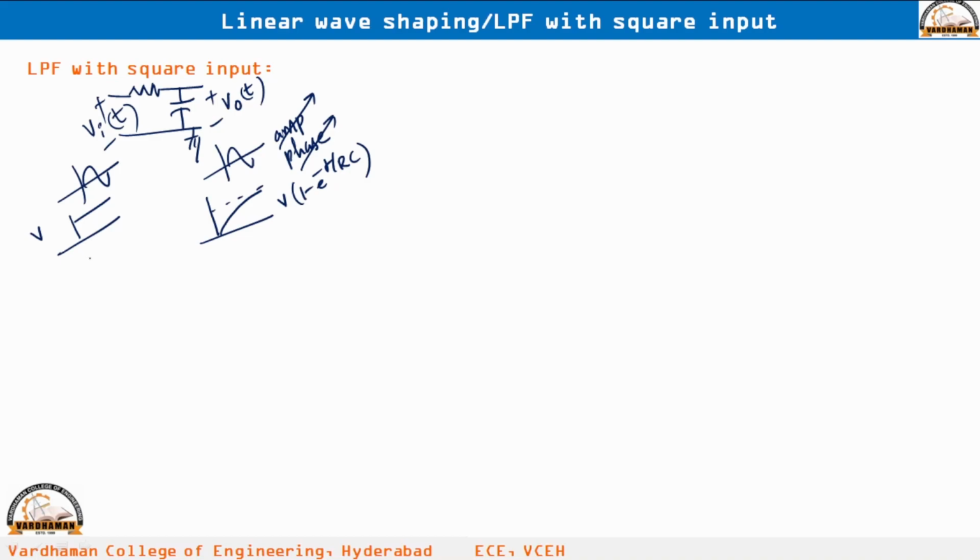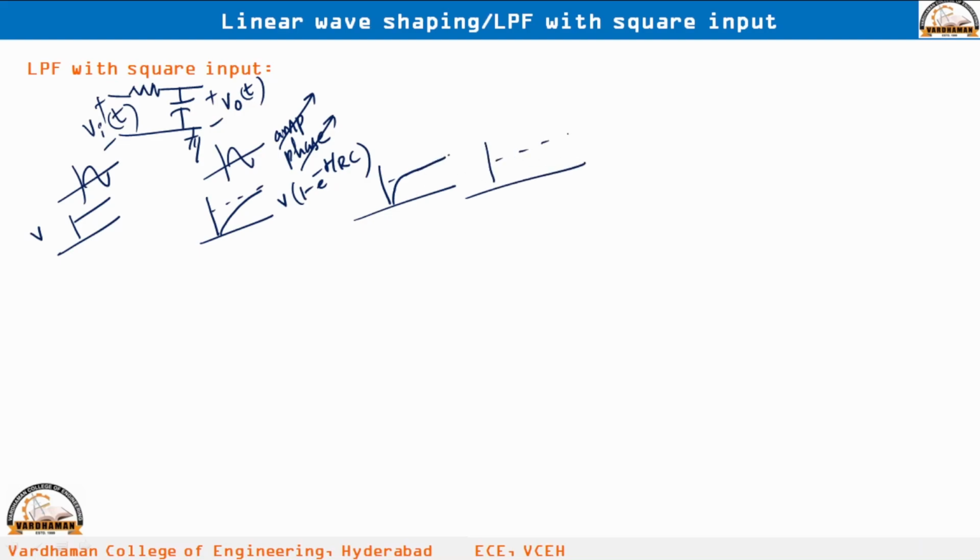So, for this step input, the output is an exponentially increasing signal, and the maximum voltage of the exponentially increasing signal is V only. When you take t equal to infinity, what will you get? e power minus infinity is 0. So, 1 minus 0 is 1, and 1 into V is V. That means finally it will reach V volts only, but the output increases in an exponential way. And sometimes you may get an output like this also, where it reaches V volts immediately.